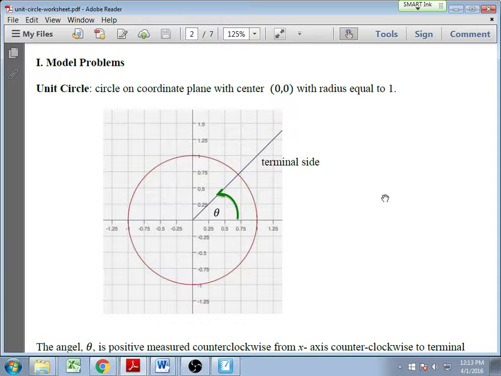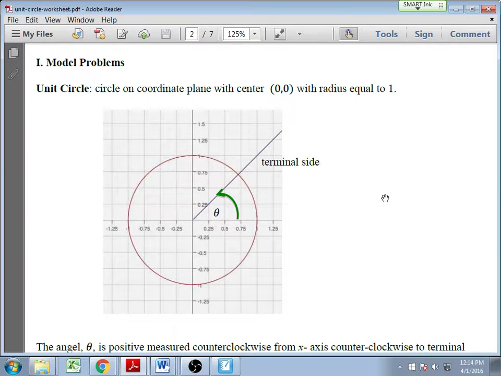The center is at 0, 0. What else about the circle? Diameter of 2, radius of 1, which means that every time the circle intersects an axis, it is at 1 or negative 1. So we could see that at these points, x is 1, y is 1, y is negative 1, x is negative 1. Anything else you see?